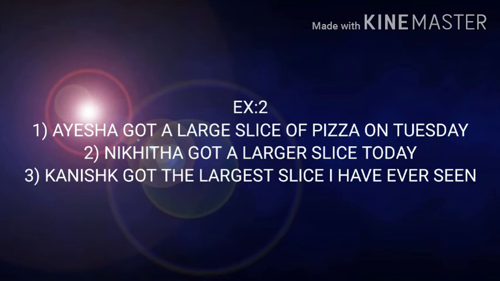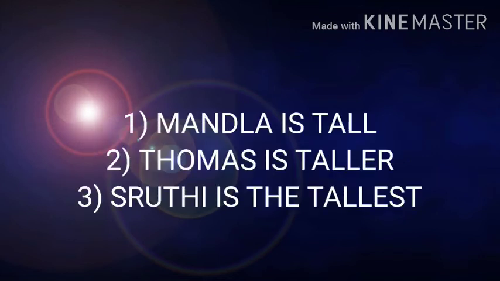Now I will tell you another example. Mandla is tall. Tall means it is a positive sentence. Thomas is taller. It means Thomas has been compared with Mandla and he is taller than Mandla. So I am adding er at the end. And finally, Shruti is tallest, which means she is the only girl who is tallest among the three. That is why I have used the word tallest, which has est at the end.